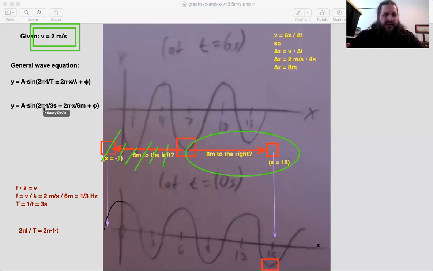And at that point, we now know everything about the total phase, the stuff inside the sine function, except for phi naught, the phase shift. So for that, you could just pick any location on either graph, ideally a crest or trough, and plug in the coordinates for x and t. If you've got a crest, you'd set the total phase equal to pi over 2. If you've got a trough, you'd set the total phase equal to 3 pi over 2. And then you can solve for the phase shift. Any other questions on that so far?